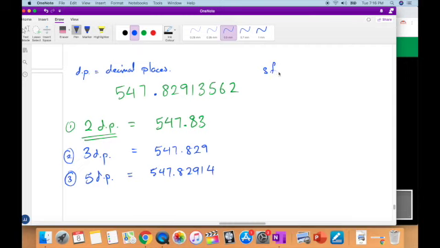SF is significant figures. You all ever did this one? Yeah. Right, so let me see if you remember what it is. Give me this same number here, but I want it to 5 significant figures. Caitlin, you remember what significant figures are?